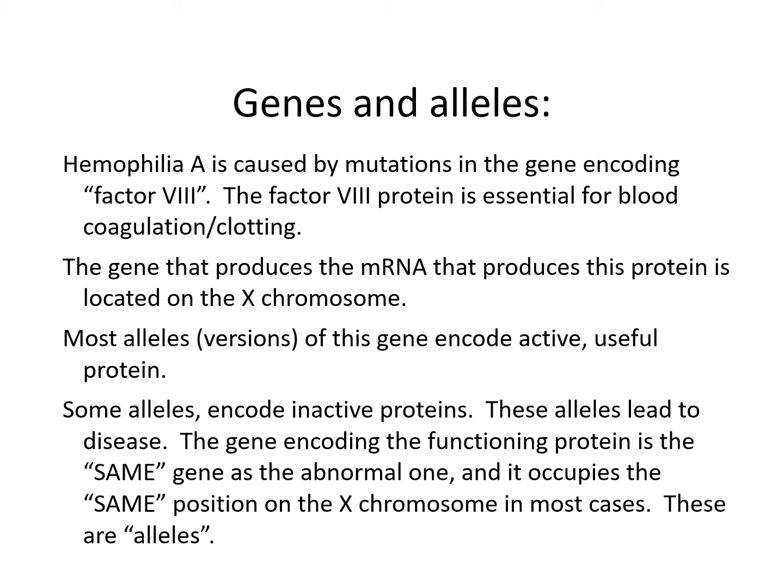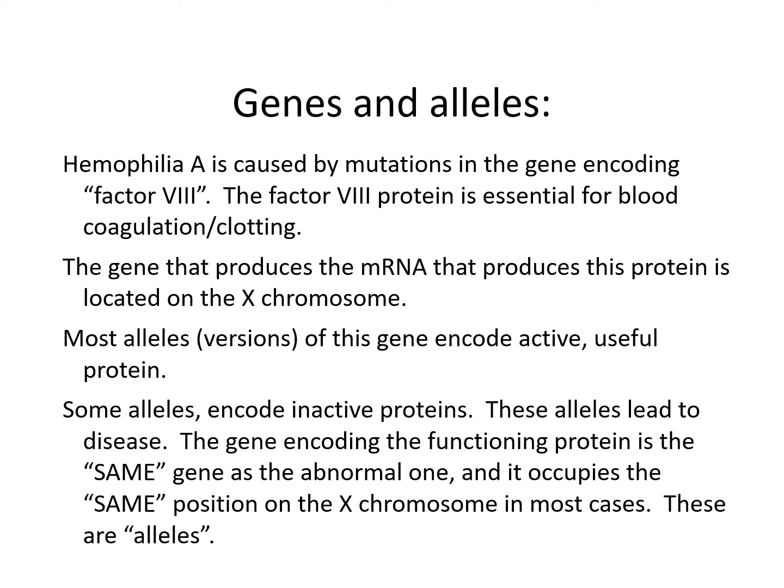Hemophilia A is caused by mutations in the gene encoding factor VIII. This factor VIII protein is essential for blood coagulation. When we say that, we are saying the gene or DNA sequence that produces the mRNA, that produces the protein, is located on the X chromosome at the location shown on the map on the previous slide.